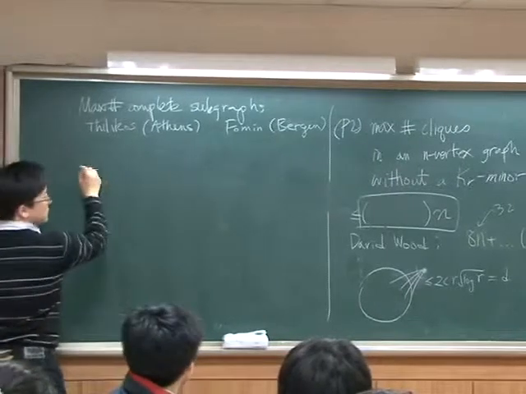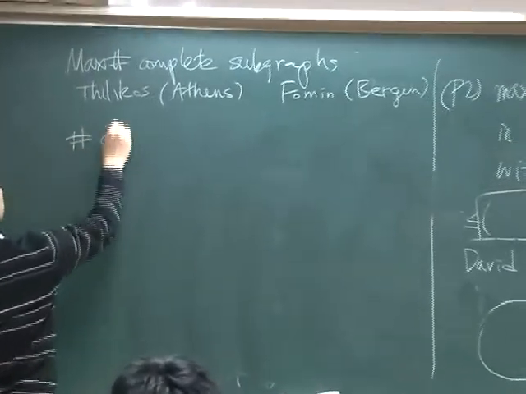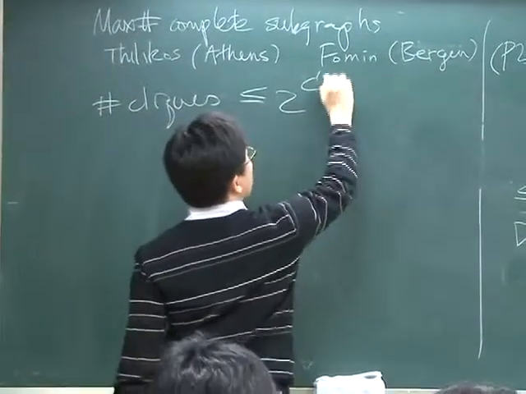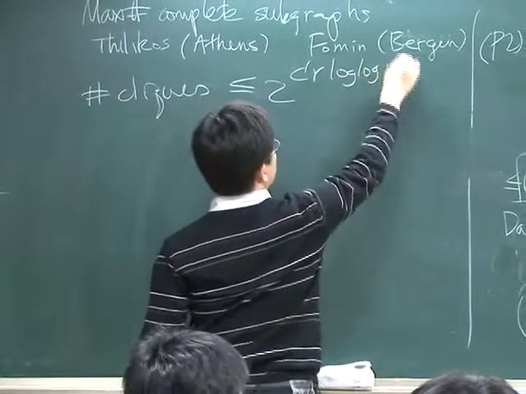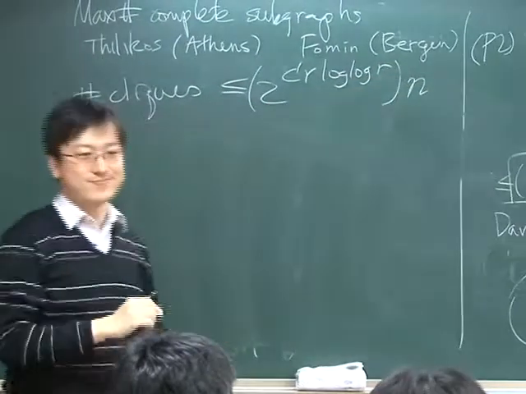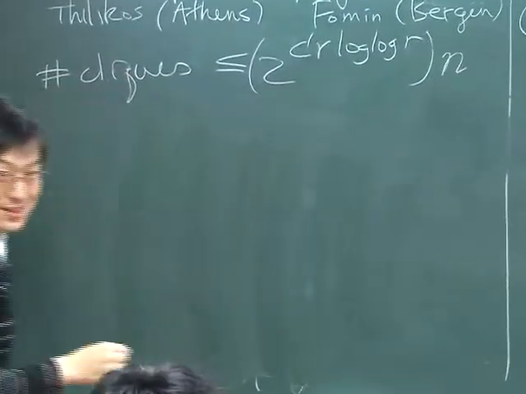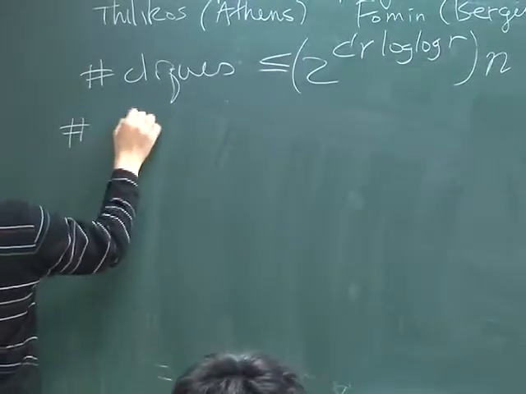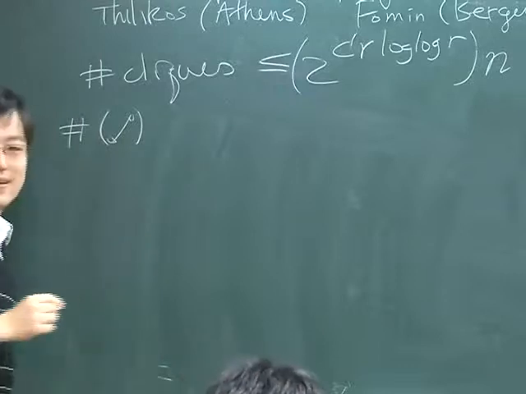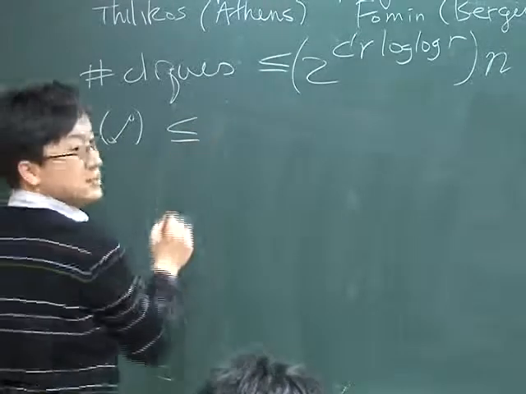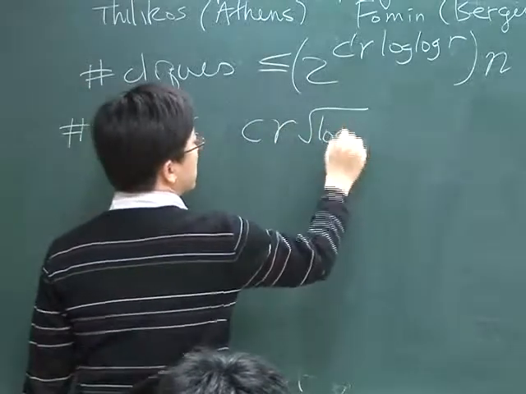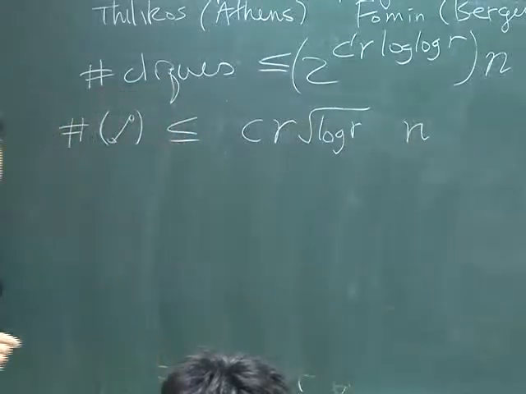And so we were trying to prove that the number of cliques is at most 2 to the constant r log r times the number of vertices. So let me begin with Thomason and Kostochka's result. We know that the number of edges is at most a constant times r square root log r times n. Yeah, that's by Thomason and Kostochka's result.